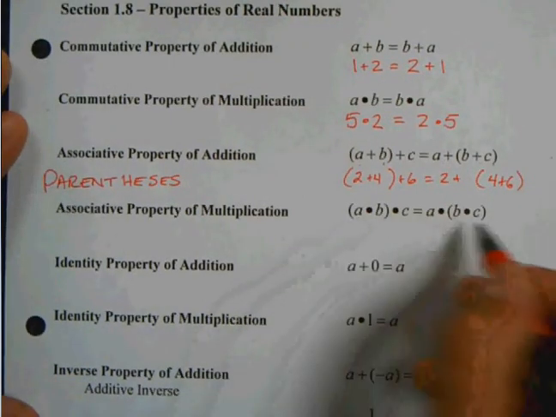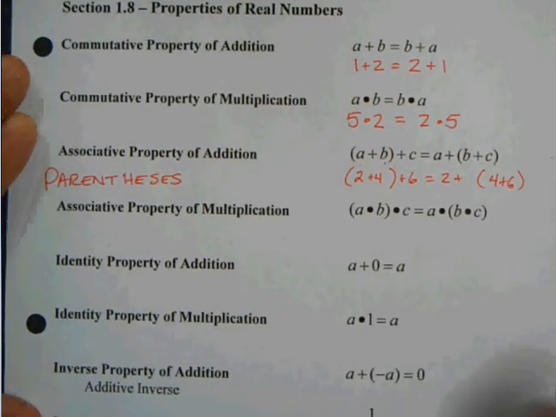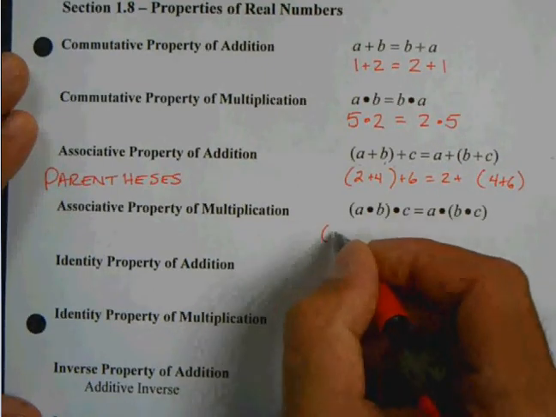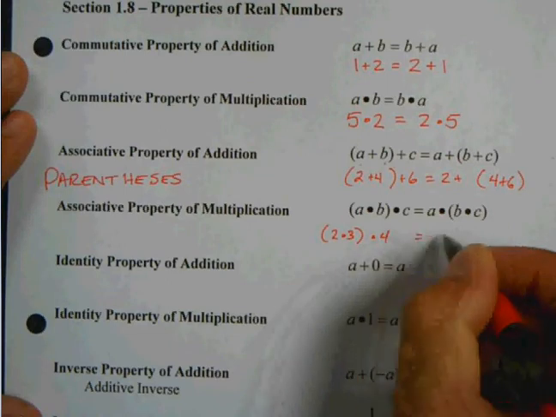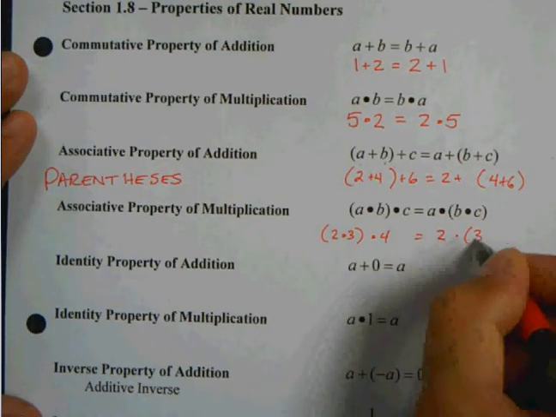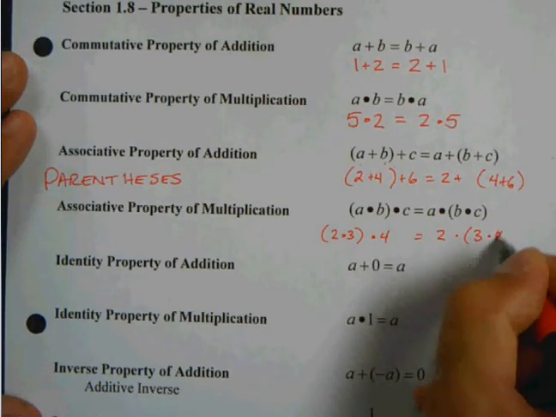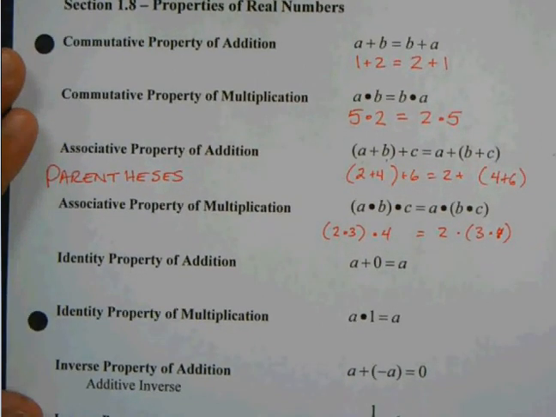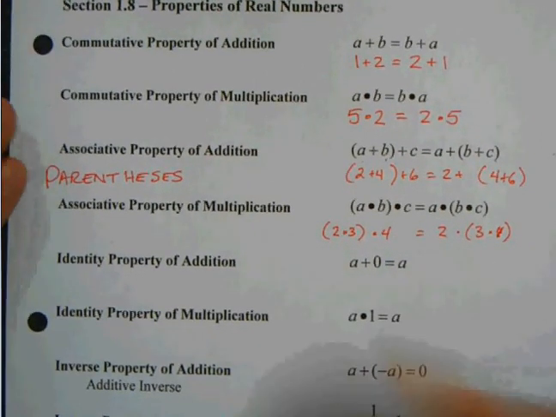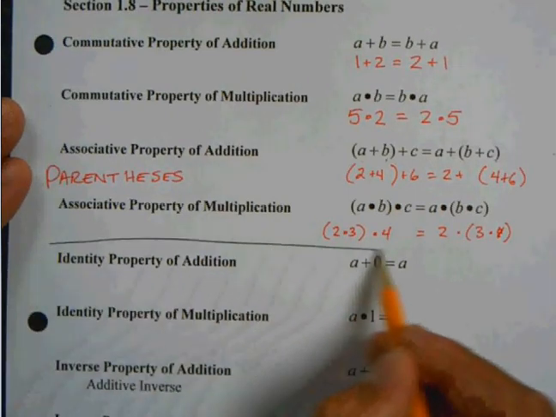We don't need an illustration for multiplication there because it's very straightforward, but if you needed one, we could say 2 times 3 times 4 equals 2 times 3 times 4. In both cases, we get 24 as an answer. All right, our next two. I'm going to put a box around them.